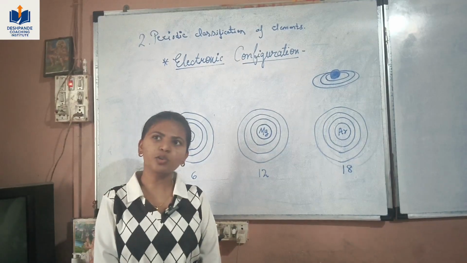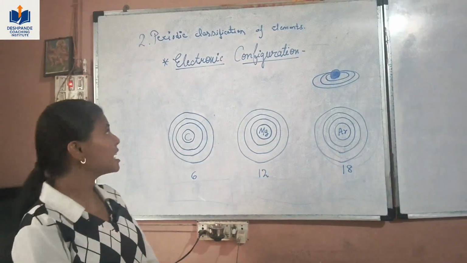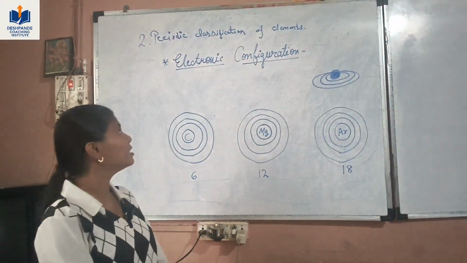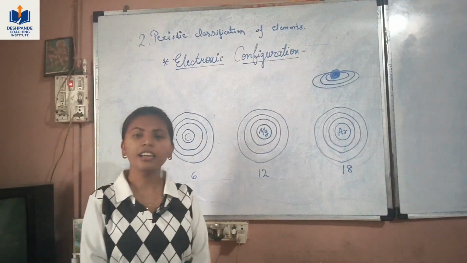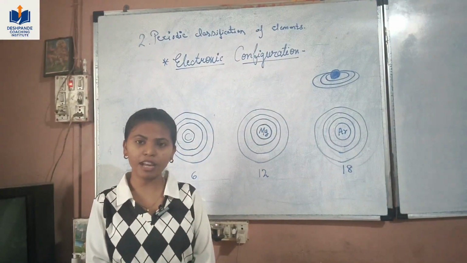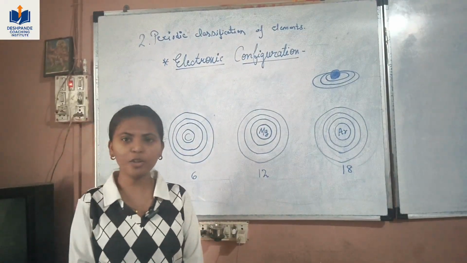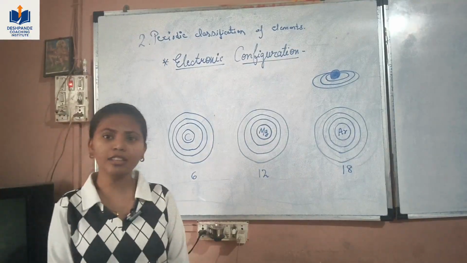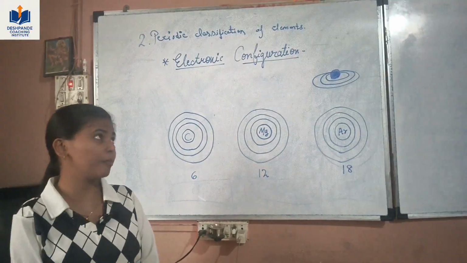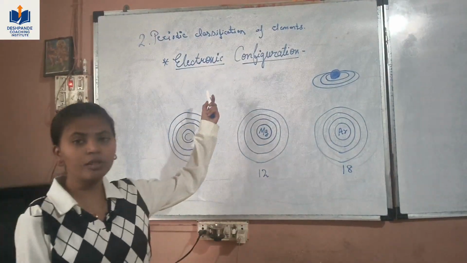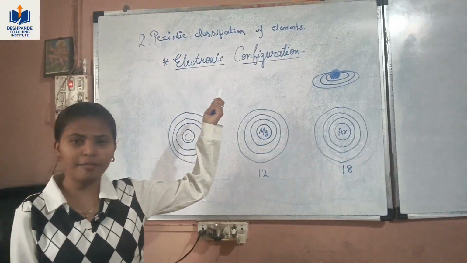So hello everyone. Today we are doing the second lesson of the science chapter, periodic classification of elements. We have completed the first chapter of gravitation in the previous video. Today we will be starting with an important topic from the second chapter. Our topic for today is the electronic configuration of elements.